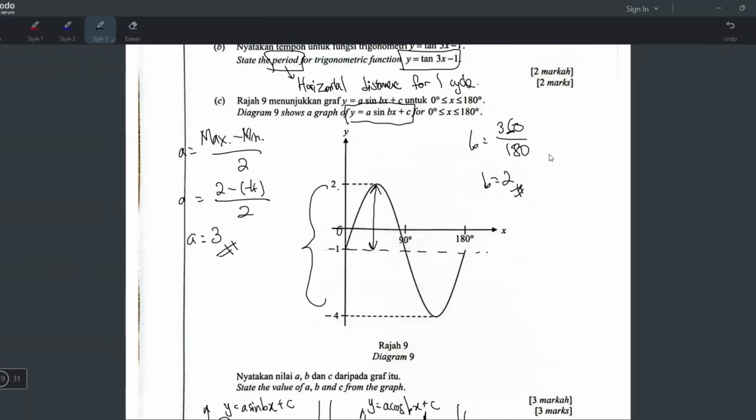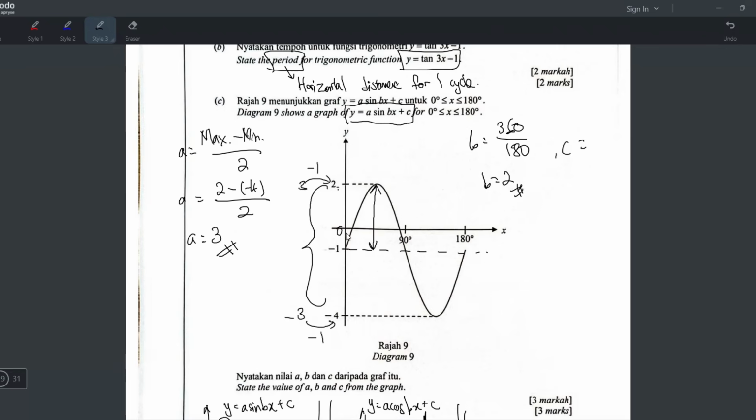Now the last part is to write down the C. To know the C value, you have to look at the A. So the A is 3, right? If the A is 3, that means the maximum should be 3 and the minimum should be -3. But since the graph moved down, now the 3 becomes 2. So how does 3 become 2? -1. How does -3 become -4? -1.